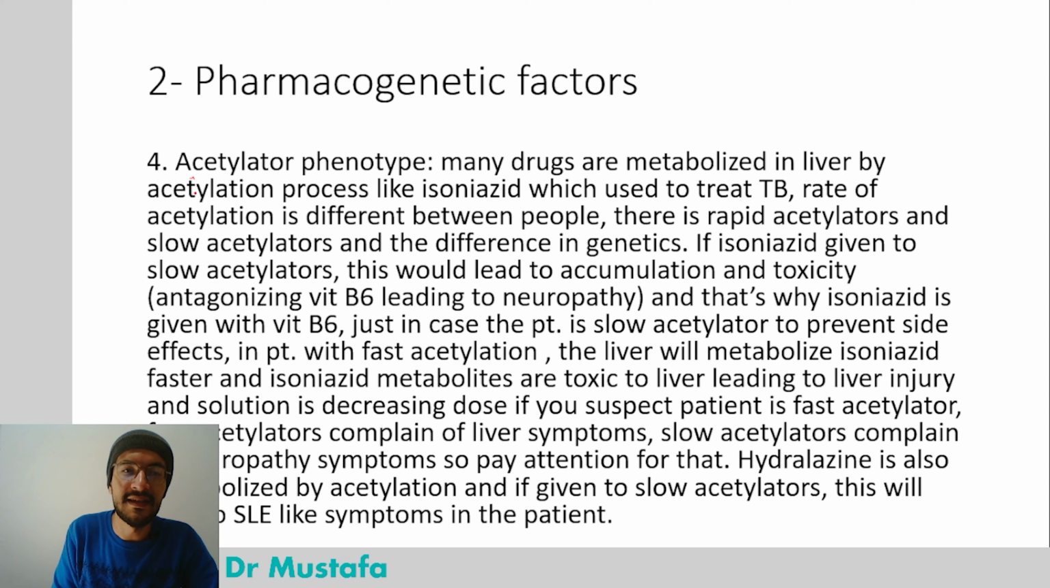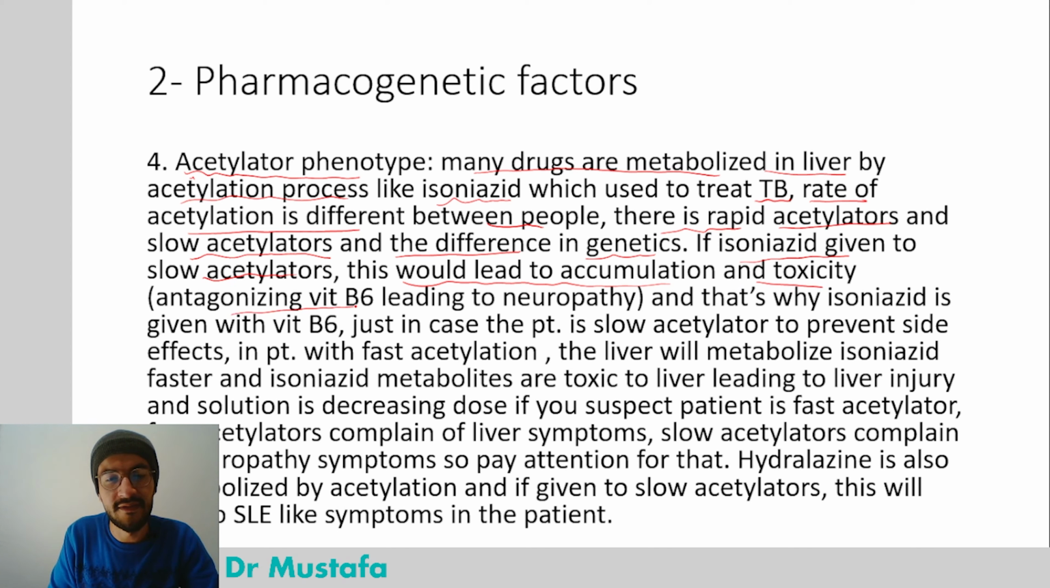Another example is the acetylator phenotype. Many drugs are metabolized in the liver by the acetylation process, like isoniazid, which is an antibiotic used to treat tuberculosis. The rate of acetylation is different between people, and there are rapid acetylators and slow acetylators. The difference is in genetics. So if isoniazid is given to slow acetylators, it would be slowly metabolized and would accumulate and lead to toxicity.